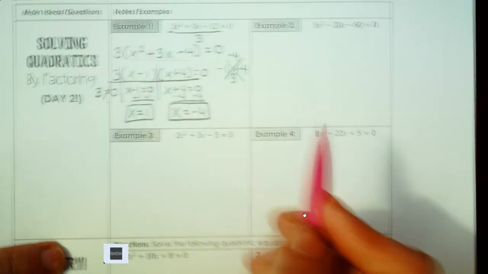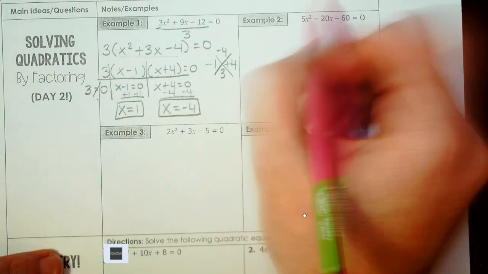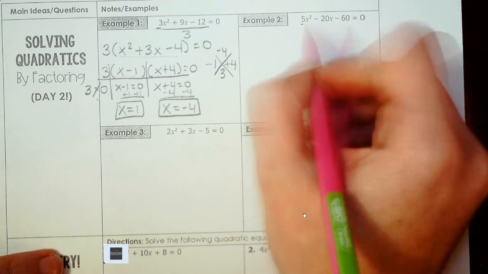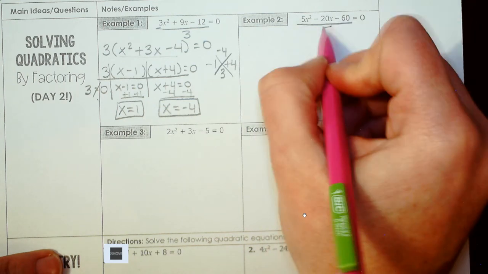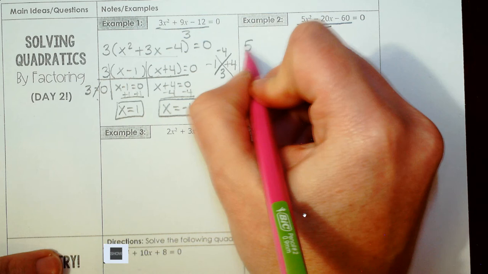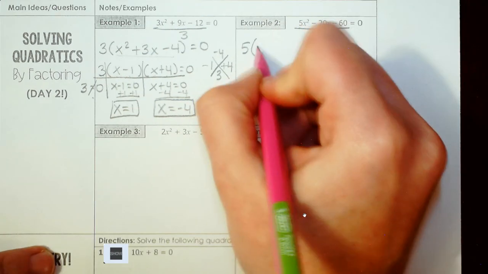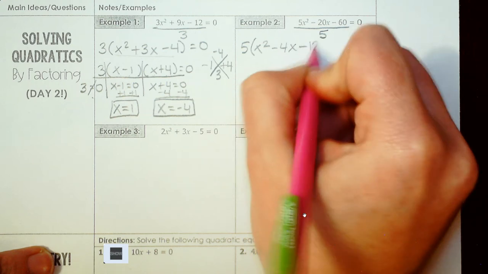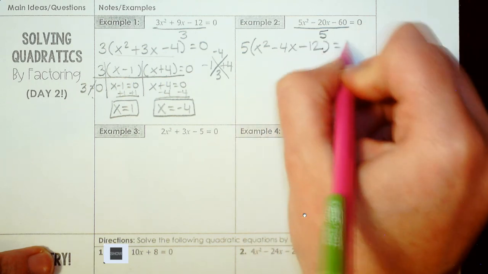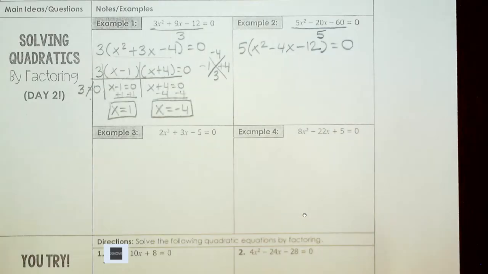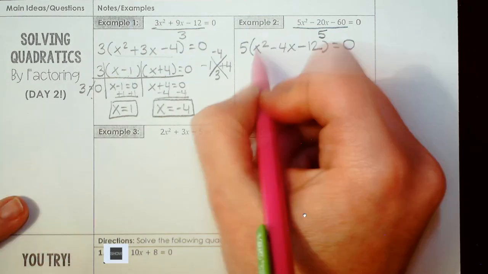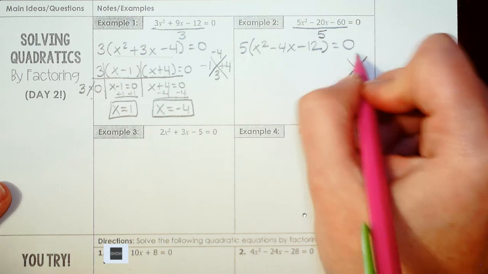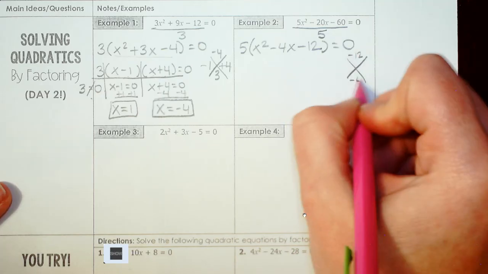All right, let's do number 2. We have a number out front, so we need to check, is that a GCF or does it have a GCF? Yes, we can divide all of these by 5. So 5 goes on the outside, x squared minus 4x minus 12 goes on the inside, and then we set it equal to 0. No number out front anymore, so we can just go ahead and do big X. Negative 12 on top, negative 4 on the bottom.